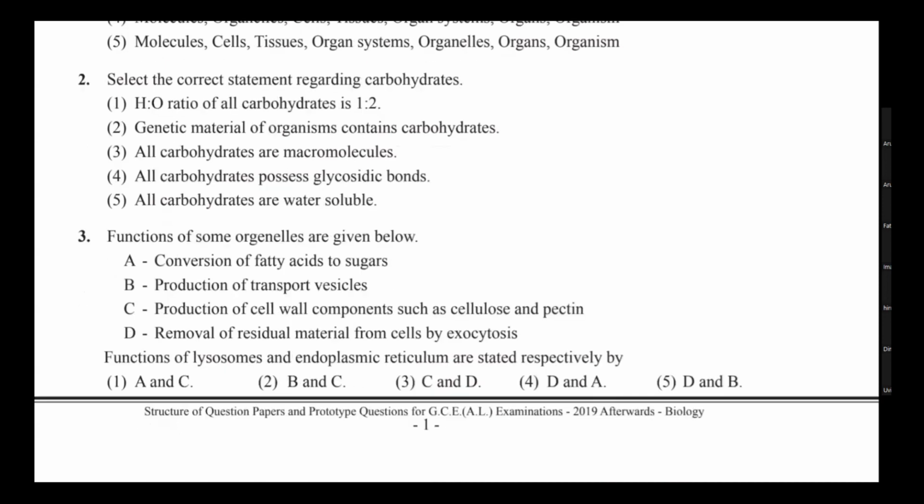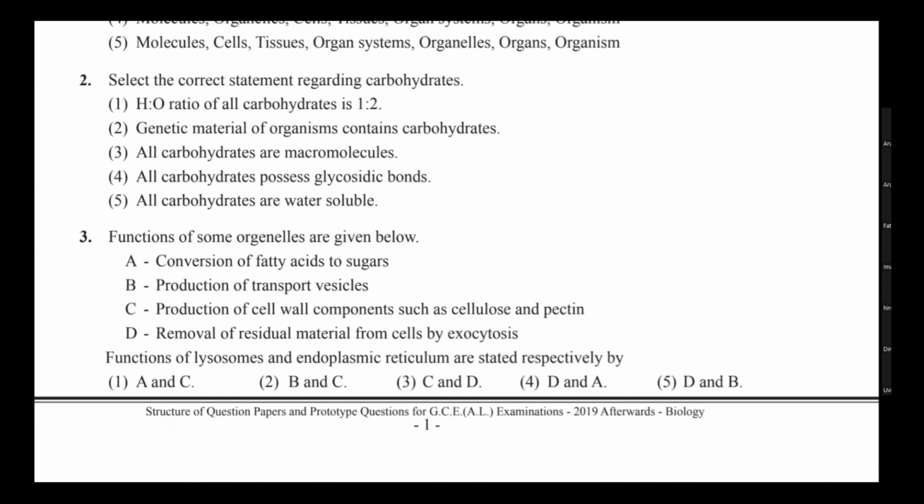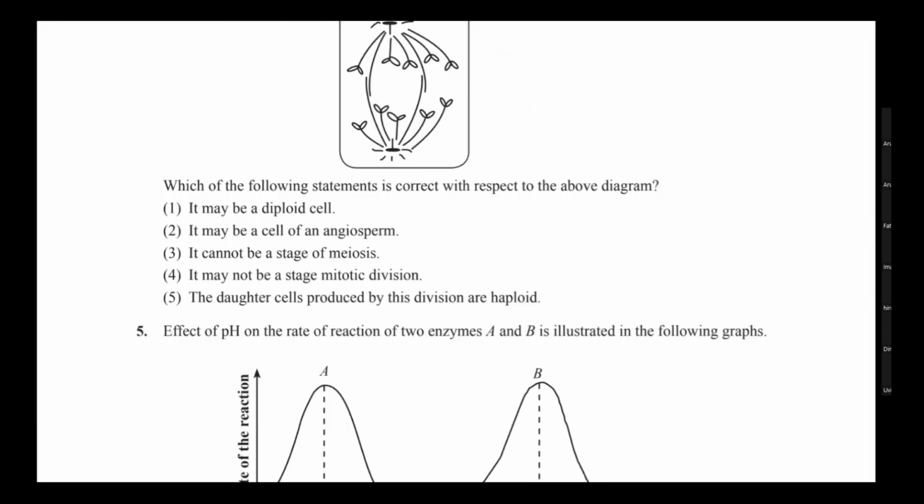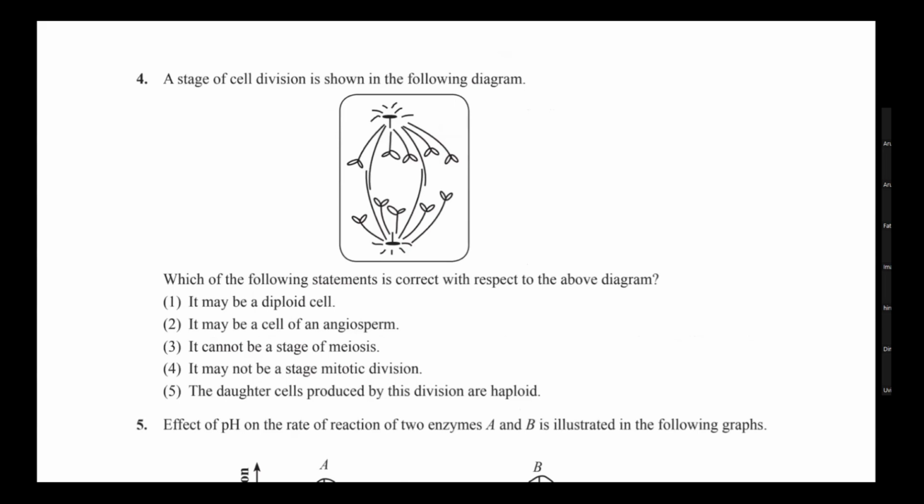Then, question number 4. A stage of cell division is shown in the following diagram. Now here you can see the centrioles, right? Microtubules, aster, okay? This kind of stage can be seen in the anaphase of mitosis and in the anaphase 2 of meiosis.